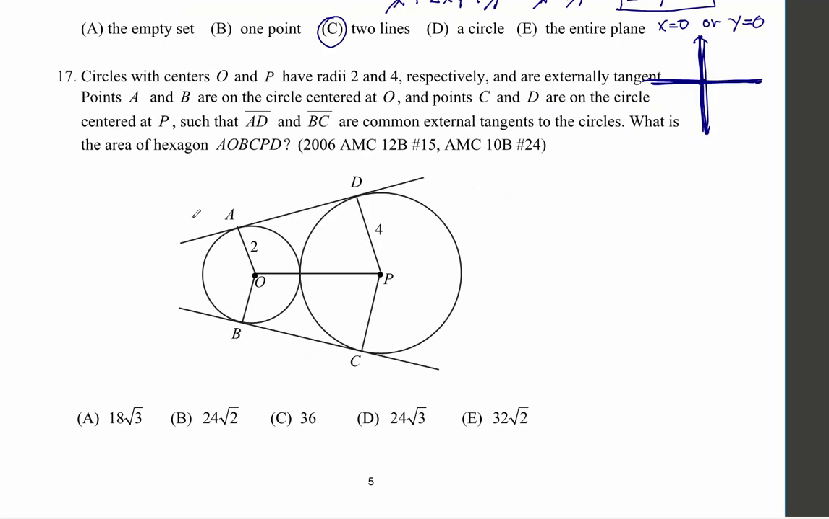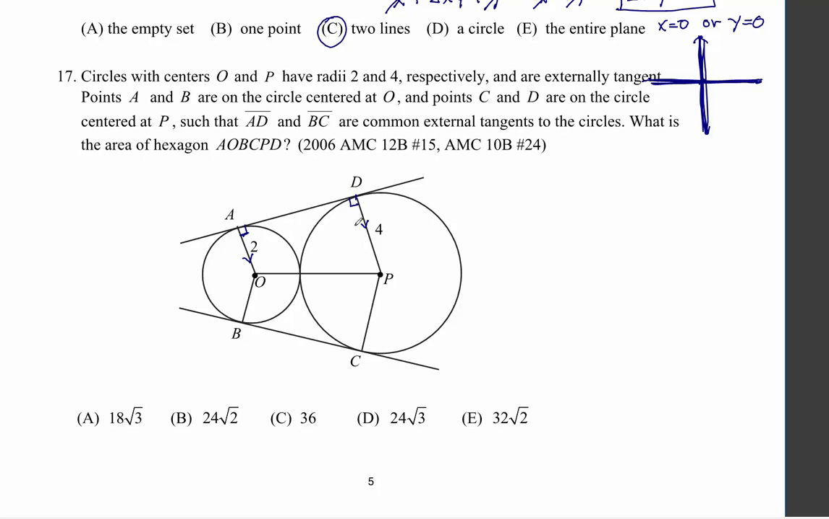Alright, number 17. Another circle, also a tangent. The radius or diameter and the tangent are always perpendicular, right? So these two lines are always parallel. We have a common external tangent.